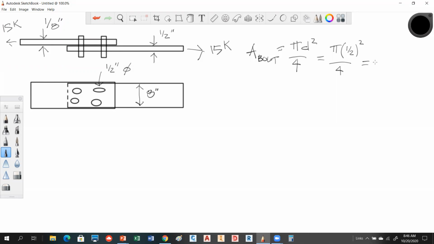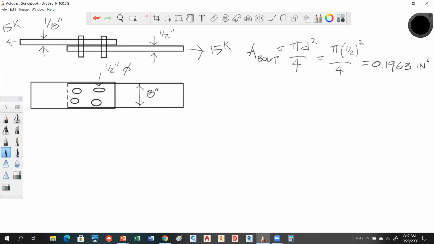I came up with 0.1963, and this would be inches squared. Does everybody agree with that? Anybody get a different value? Nope. Okay, so this area of resistance is just at 1 bolt, but we have how many bolts here?